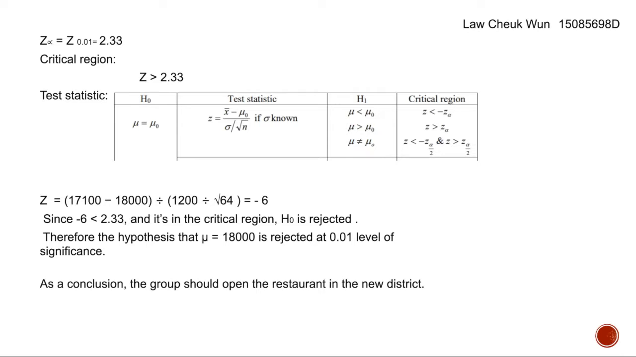Since -6 is smaller than 2.33 and it is in the critical region, the null hypothesis is rejected, and therefore the hypothesis that mu equals $18,000 is rejected at 0.01 level of significance, and as a conclusion, the group should open the restaurants in the new district.